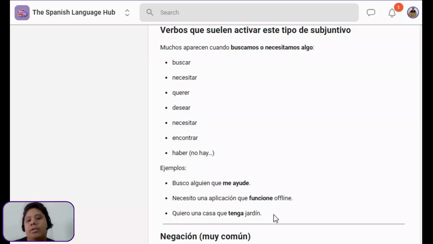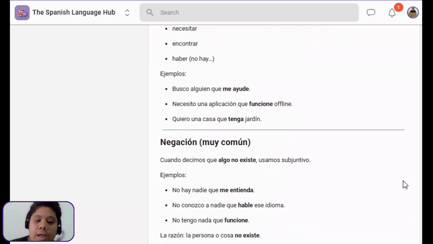So again, all of these are things that you want, that you need, that you're looking for, but you still don't have, and you don't know if you're gonna be able to find them. And we also use it in negative sentences. When we say that something doesn't exist, we use the subjunctive. For example, no hay nadie que me entienda. No conozco a nadie que hable ese idioma. No tengo nada que funcione.